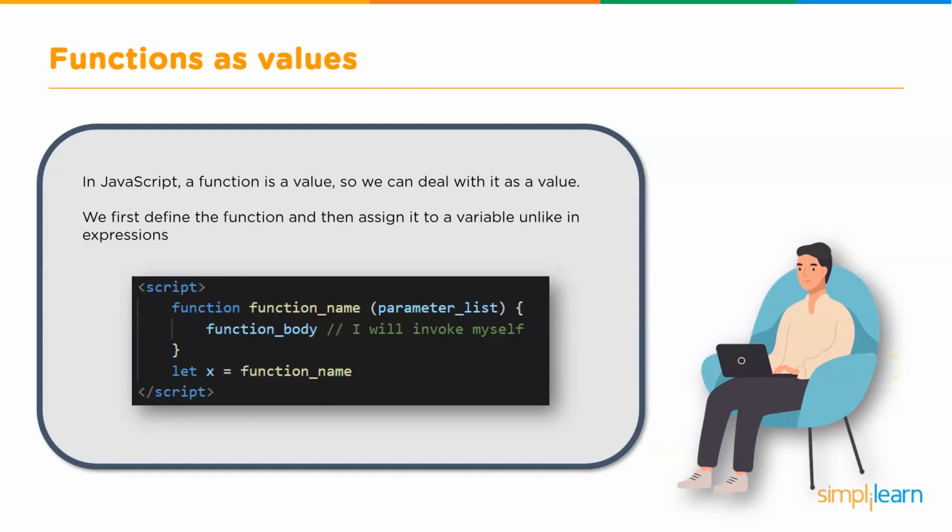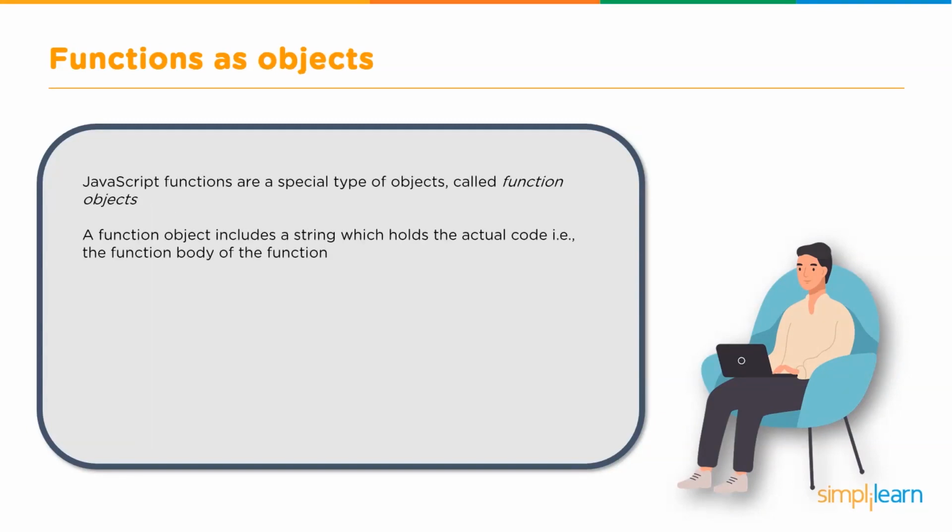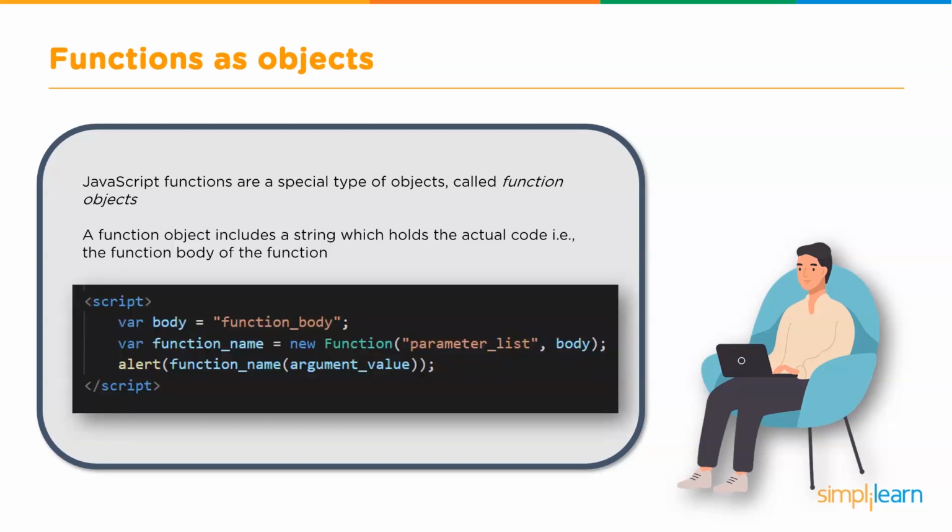Moving on to the next topic, functions as objects. Now JavaScript functions are a special type of objects called function objects. Now a function includes a string which holds the actual code, that is the function body of the function. The code is literally just a string. Although not recommended, you can also create a function with the help of the function constructor. I will show that to you a little later on. But for now, let's look at the syntax. Now here we have a variable called body, which basically consists of the function body.